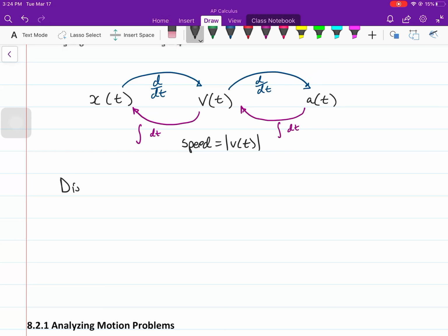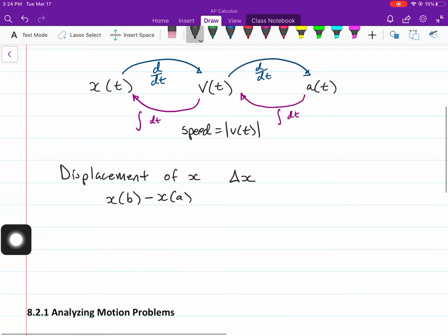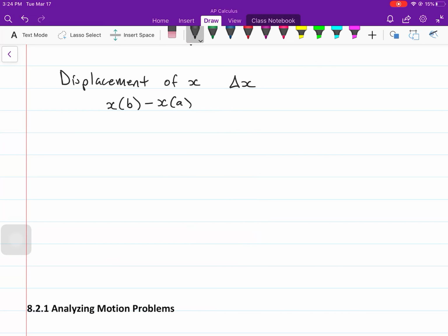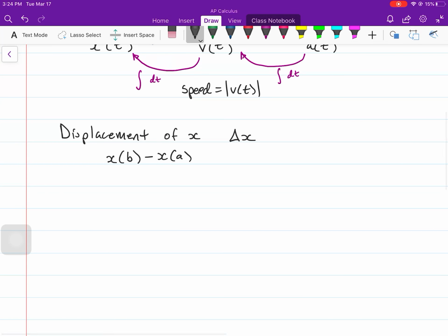Now, some things we do need to talk about is we have a few terms. So we have what's called displacement. Let's just say displacement of x. Well, displacement of x, that's really just the change of x, the net change of x. In other words, x of b minus x of a. The ending value minus the beginning value, that net change. Where are we compared to the beginning?